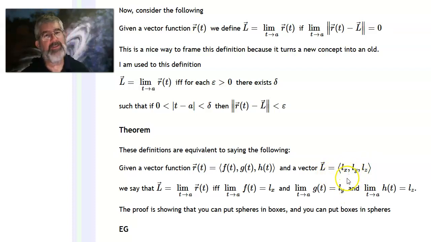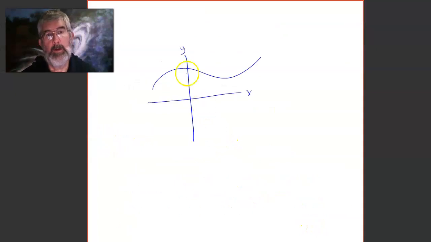And the proof of this is really the idea of putting spheres in boxes and boxes in spheres, which I will draw a quick picture of to describe here. So I have here, just in the plane, a curve, which I'm thinking of as a vector function. So at different values for t, you're giving me a vector that's pointing there, or maybe at a different time t, it's there, and a different value of t is there. And we're saying as t approaches a particular value, I think that the limit is that vector right there, okay?